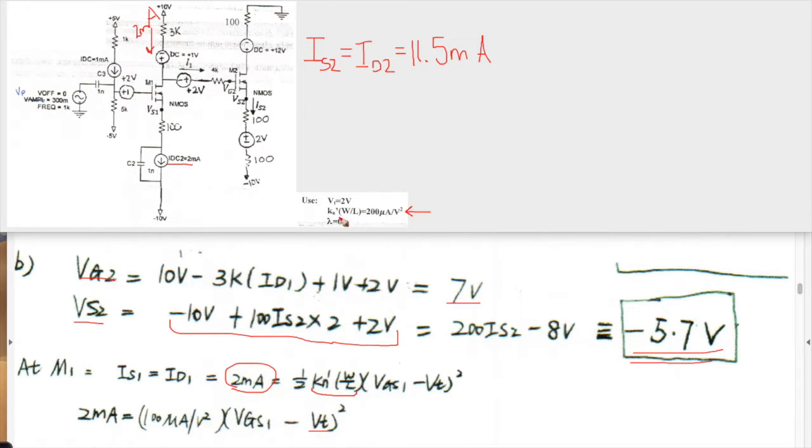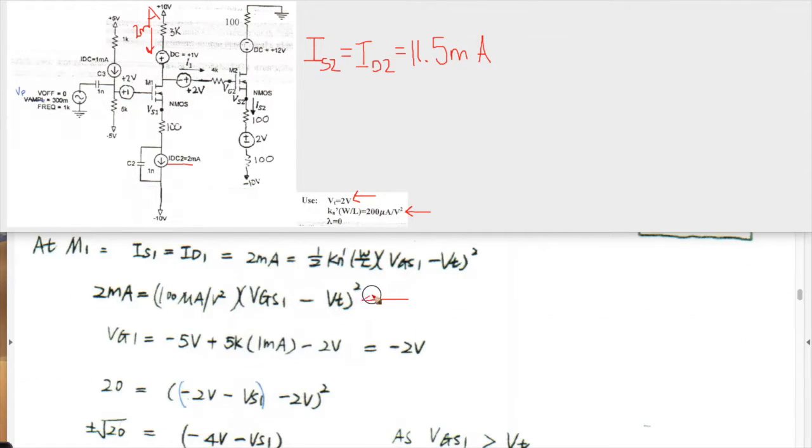VT is also given to us as the 2 volts. So then we can solve this. We can bring the 100 micro over to the other side by dividing it. And then we can take the square root of both sides. This square root with a square underneath will cancel out. And then we can bring the VT over to the other side to be a plus VT, plus or minus the square root quantity. And that will be equal to VGS. So VGS1 is VG1 minus VS1.